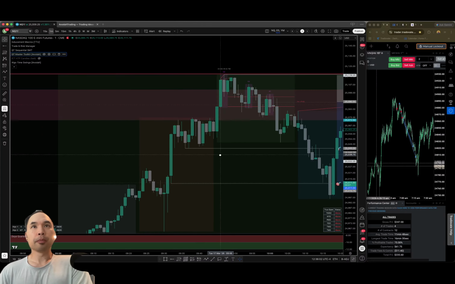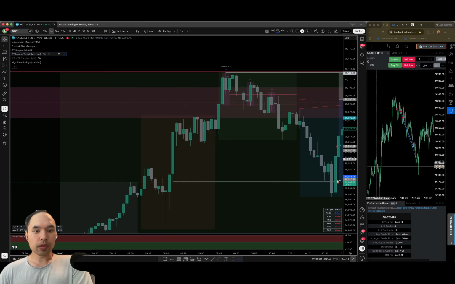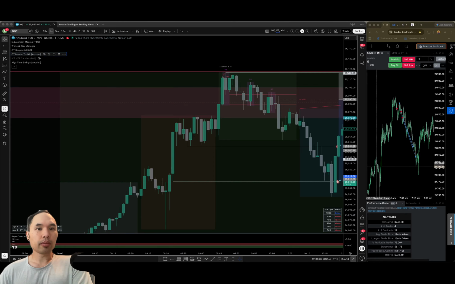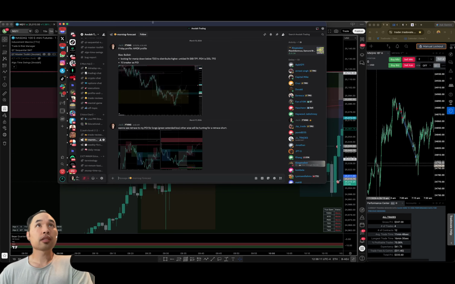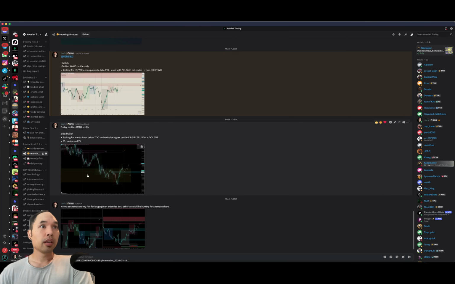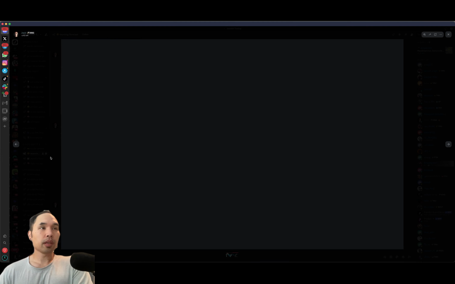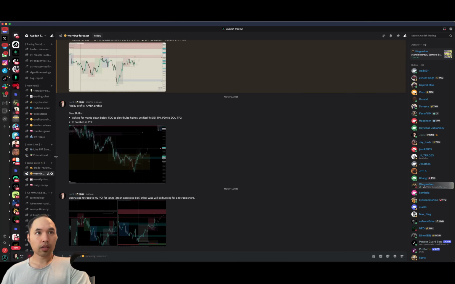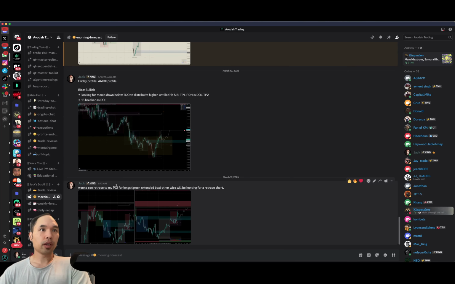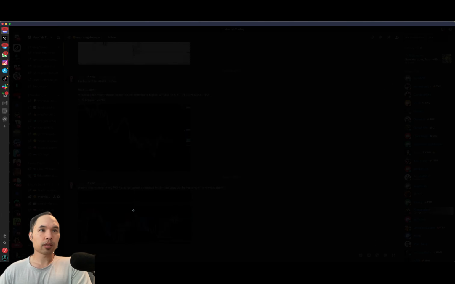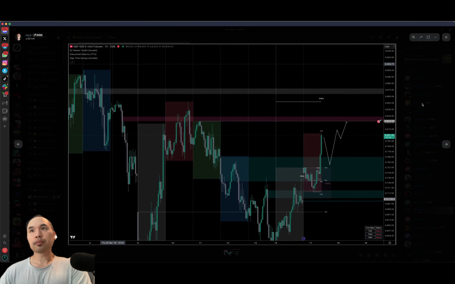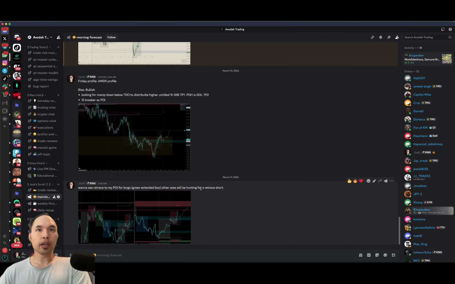So as the day was going, I put in my daily outlook, my morning forecast. I said I want to see a retrace into my point of interest for longs, the green extended box. So it was looking something like that. Otherwise, I'll be hunting for a short retrace.